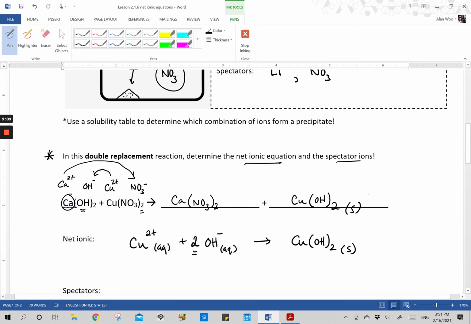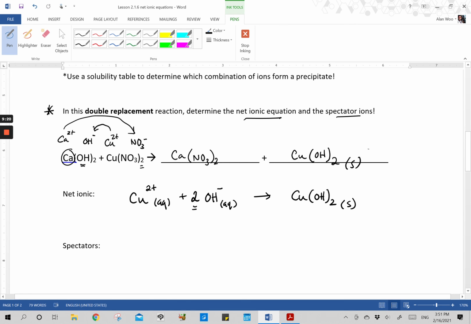I just have to put a coefficient 2 in front of the OH. Now I have balanced the atoms, and I've also balanced the charge, because I have a +2 charge and I have two negative charges. That cancels out to neutral. The spectator ions are the ones that were not involved. They're the ones that actually form Ca(NO3)2. So I just list off the spectator ions as Ca2+ and NO3-. And that's all I have to do for these net ionic reactions with their spectator ions.